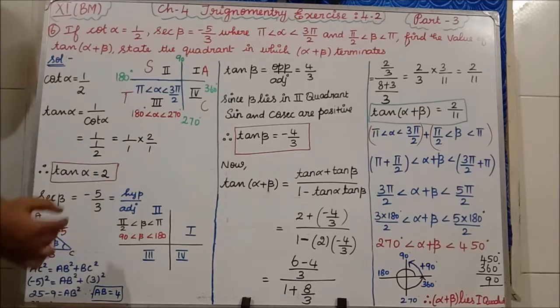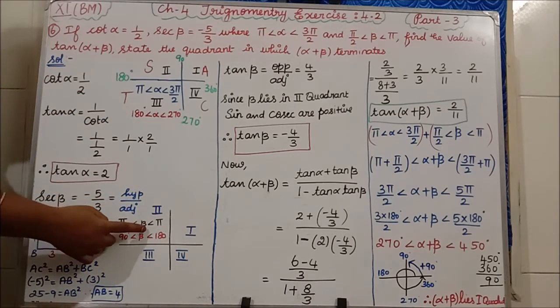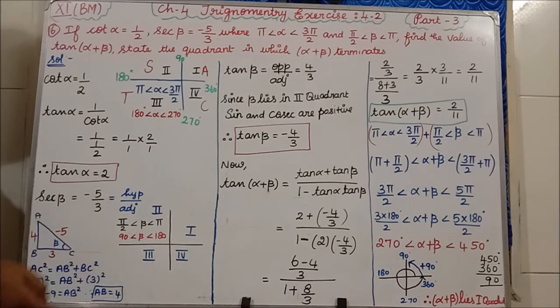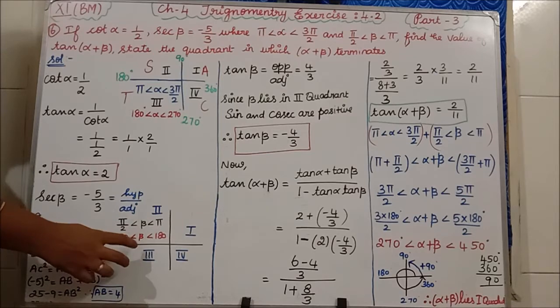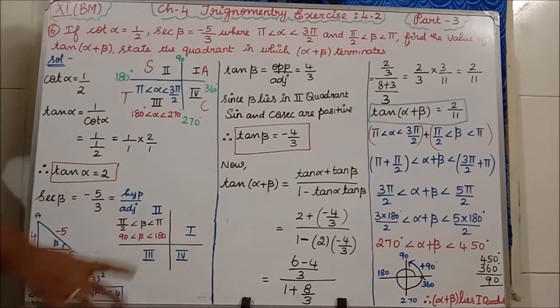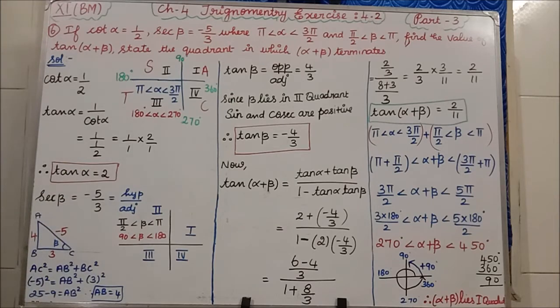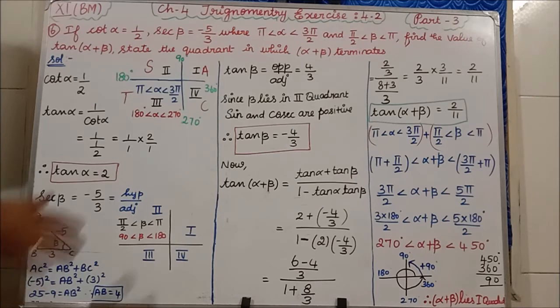Now you observe where beta is ranging from pi by 2 less than beta less than pi. Pi by 2 means 180 by 2 means 90 degree, less than beta less than pi means 180 degree. So beta ranges from 90 to 180. So it lies in which quadrant? Beta lies in the second quadrant, whereas alpha lies in the third quadrant. Clear? So beta lies in the second quadrant.